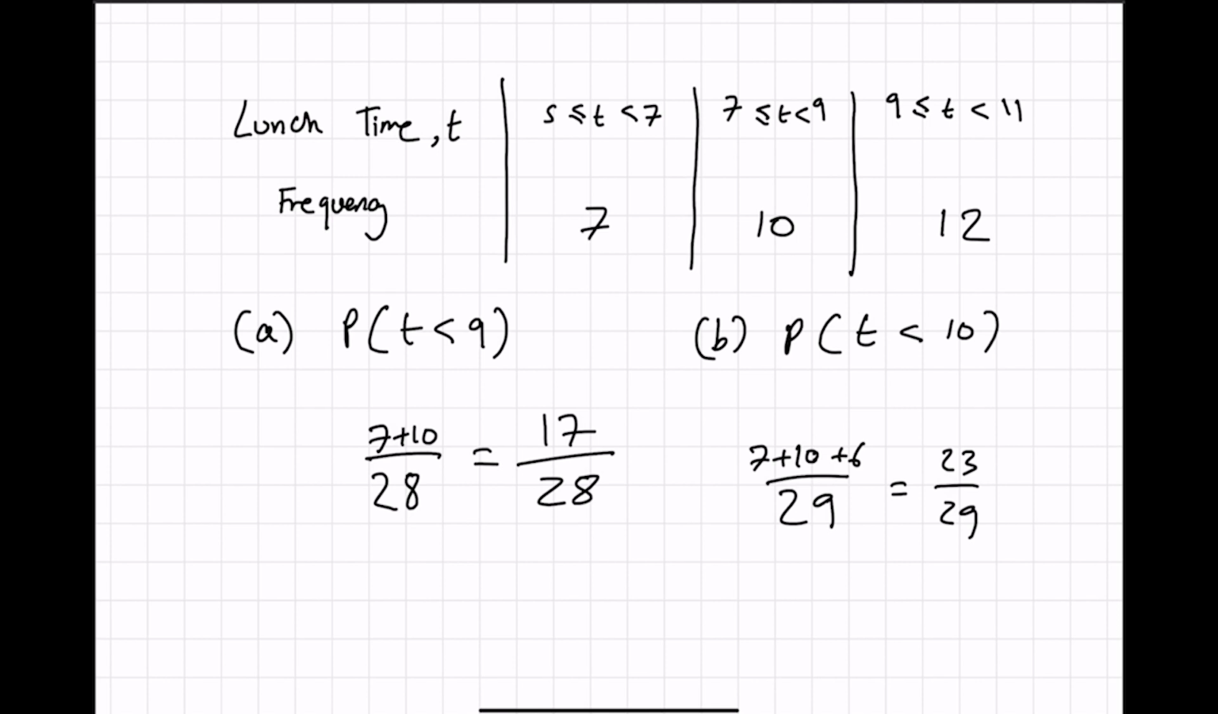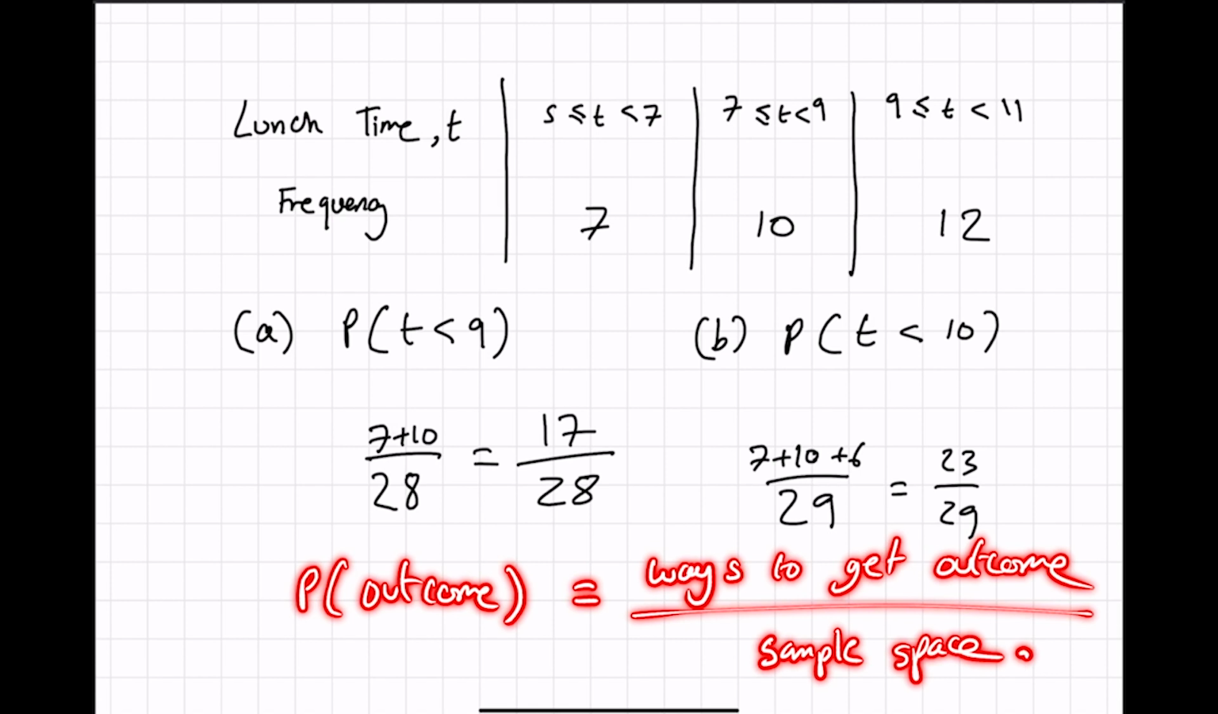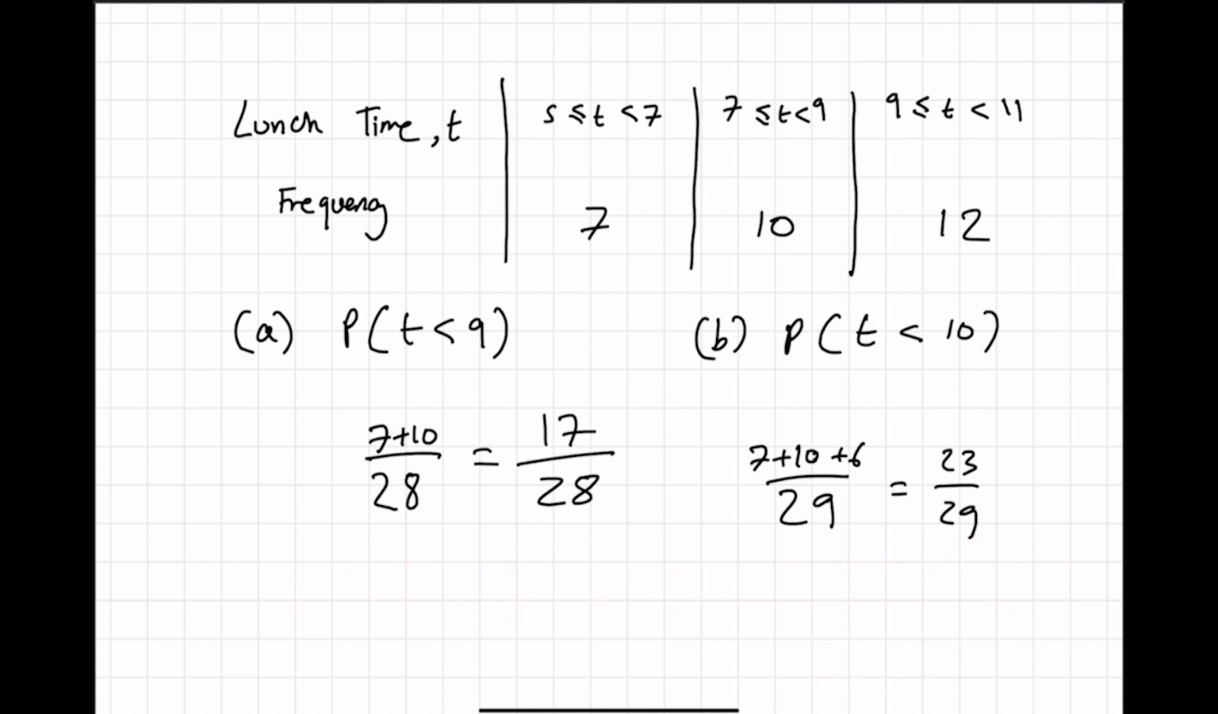If you want a way to understand it, you can say the probability of an outcome is equal to the ways you can get the outcome, all over the sample space. That will essentially give you the probability. So that's what we've done. You can go through a few exercises and hopefully all of that will make some sense.